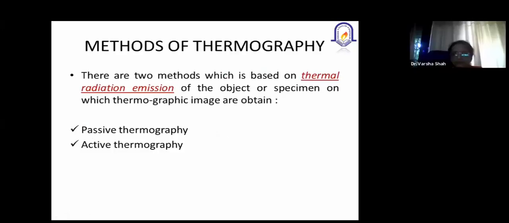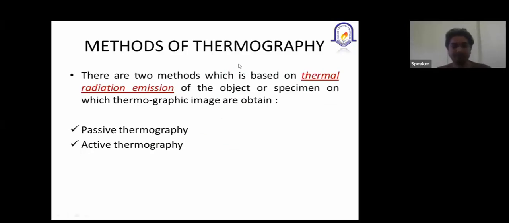Okay. Now, methods of thermography. There are basically two methods of thermography. First is passive thermography and second is active thermography. Now there is only one difference between these two. In one method we are going to use an external source of light.